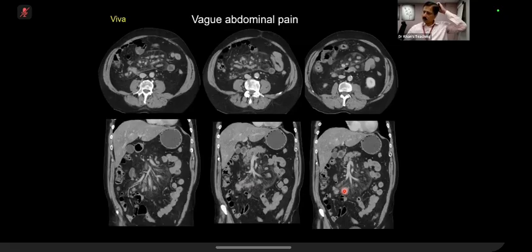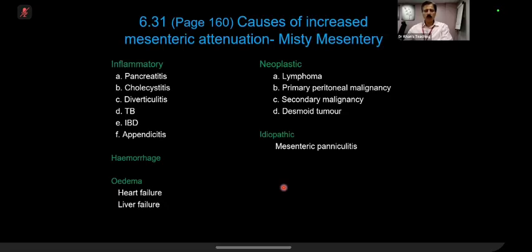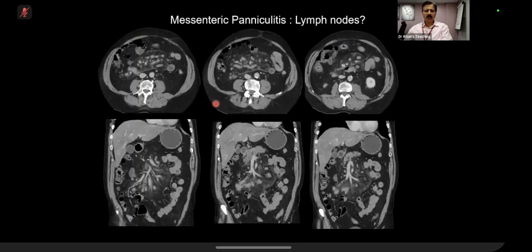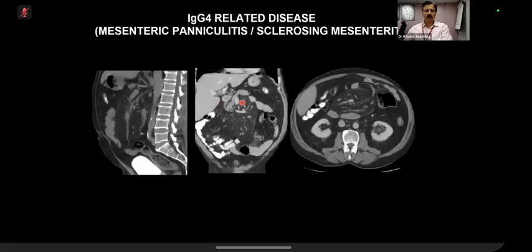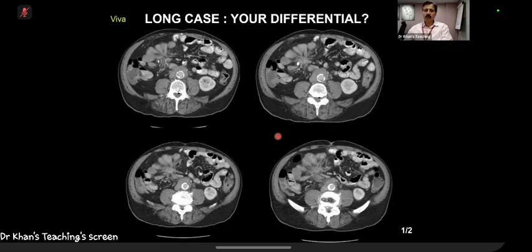And in my experience, we have advised laparoscopies for a few of them, and when the surgeons go in, they don't see anything. So there can be lymph nodes and there can be the explanation which I have just told you. So this is from your previous Chapman, mesenteric panniculitis, 6.31. And this is another case, a milder case, candidate 12.